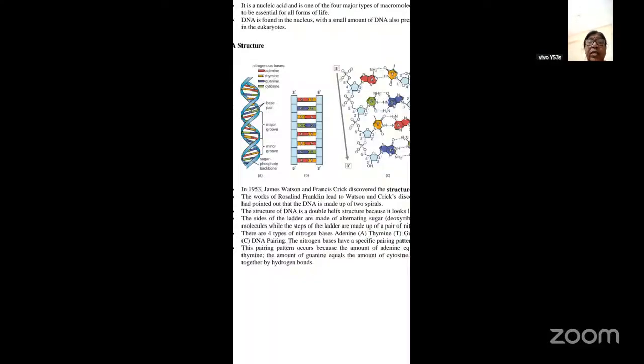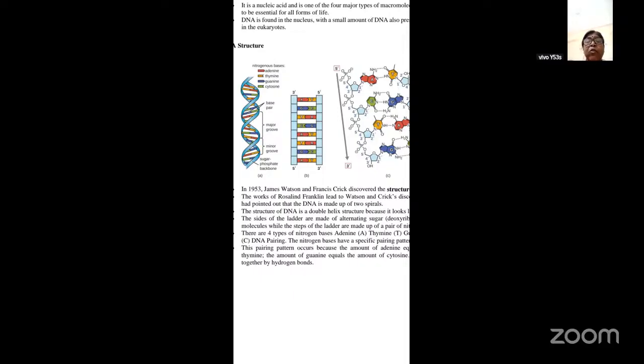Deoxyribose molecule. It is made up of the deoxyribose molecule as well as the phosphate molecule, whereas the steps of the ladder are made up of a pair of nitrogenous bases. There are four different types of nitrogenous bases, that is adenine, thymine, guanine, and cytosine.